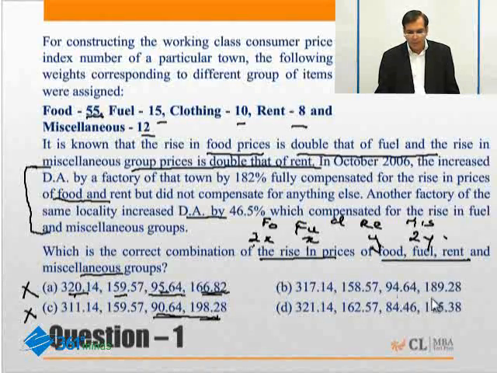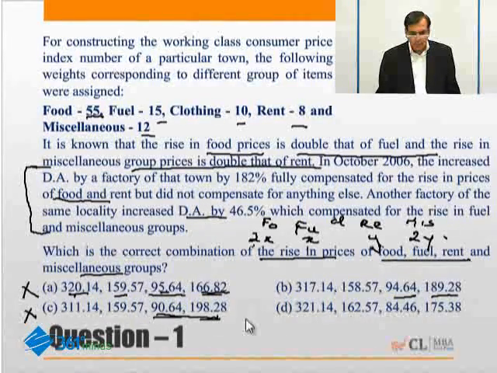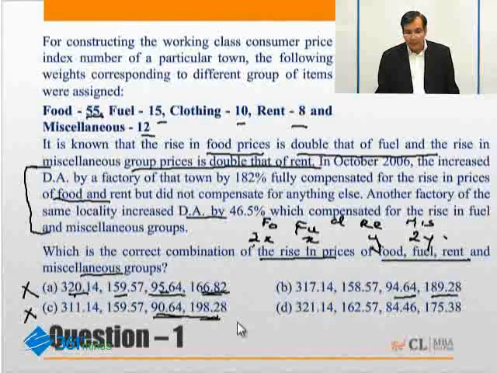What about choice C? 94.64 and 189.28. Okay. This is rent. So 94 into 2 is 188, 188.64. Yeah, 190. This is tallying. This is double of 94.64.